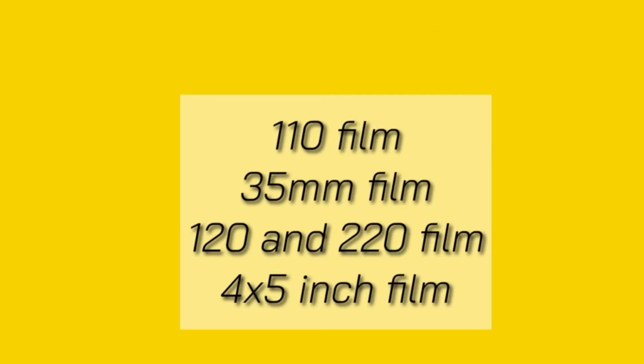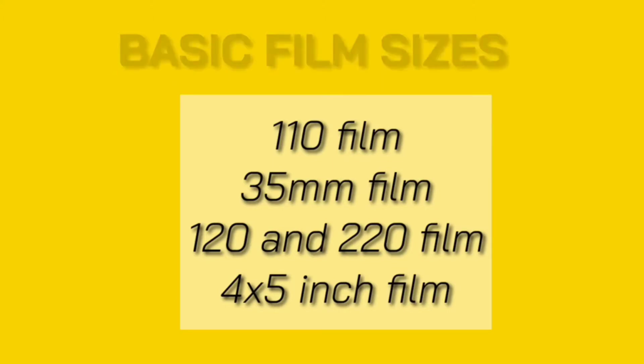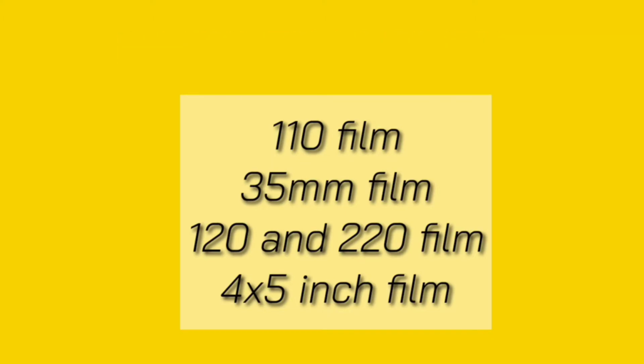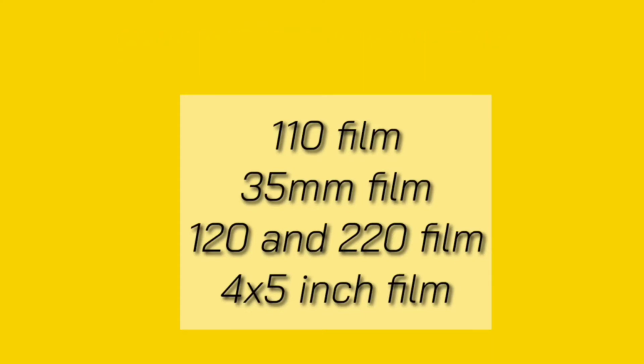It is sensitive to all colors, especially blue and violet. Here are the basic film sizes. 110 film. This is a type of film that is very small and not good for enlargement. 35mm film. It is used for 35mm adjustable cameras and widely used today. 120 and 220 roll film is used by medium format cameras, and in 4x5 inch film, sharp photographs are possible as it requires less magnification.